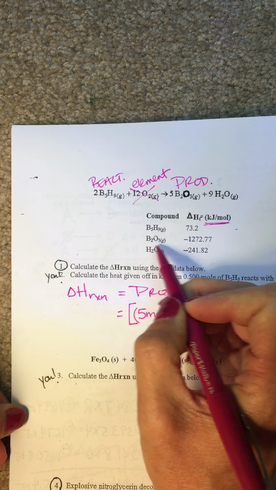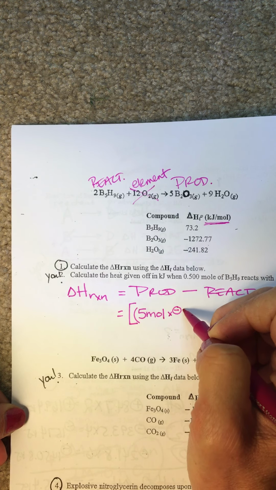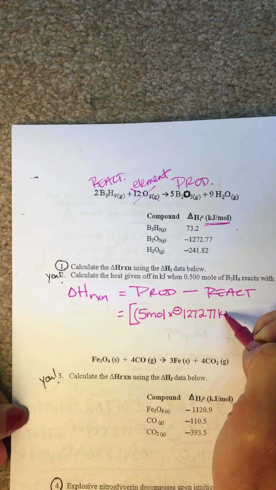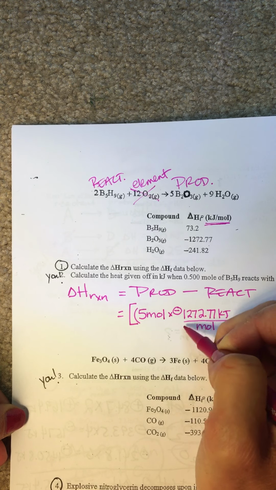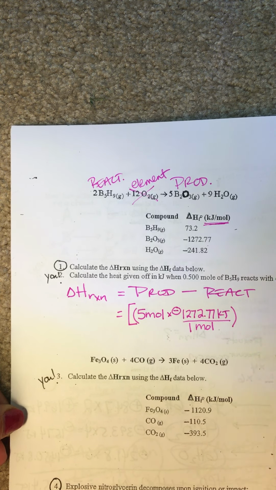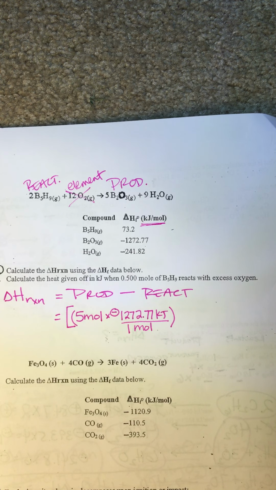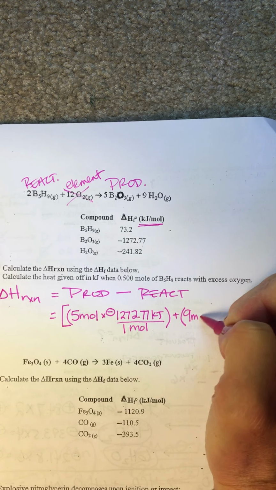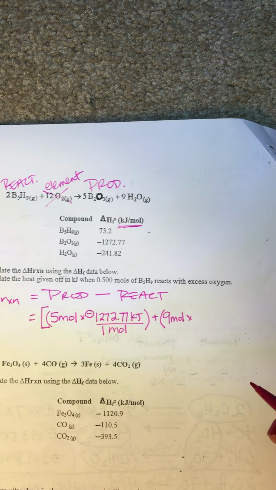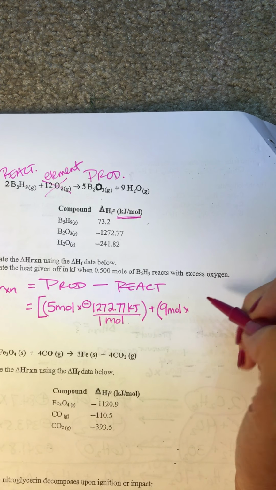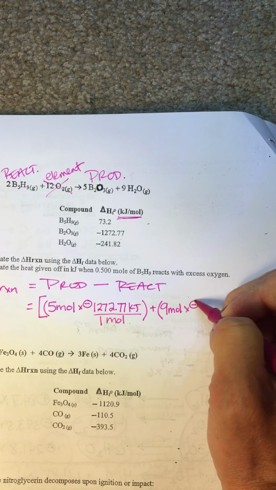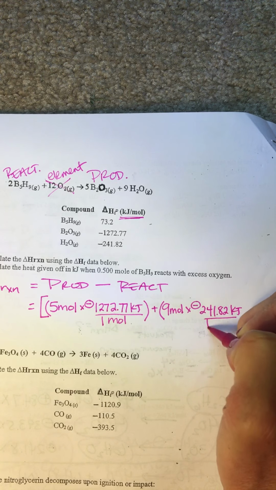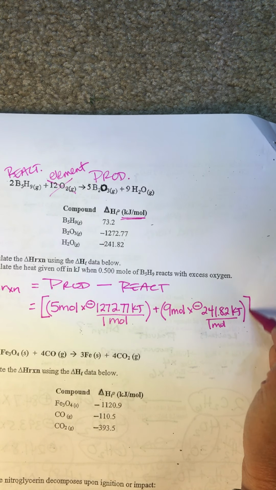Times negative, keeping track of those negatives, so I'm going to circle it. This is kilojoules over 1 mole. If you want to put that 1 in there, you can. So that's my first product. Now, I need to add it to my second product because this is the sum. And we have 9 moles of our water vapor. And then we've got negative 241.82 kilojoules per 1 mole. Okay, this is our products.